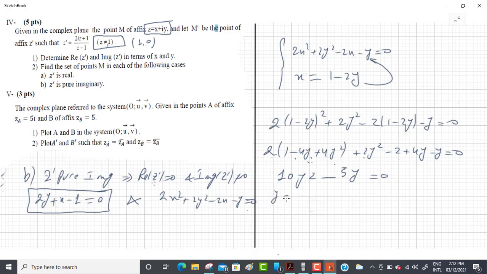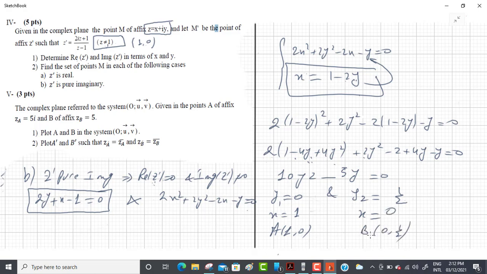We obtain a quadratic equation. The solutions are y1 equal to 0 and y2 equal to 5 over 10, half. So x, replace y by 0 in this equation number 2, you obtain x equal to 1. This is the point that we call A(1, 0), and another, in this case replace y by half: x equals 1 minus 2 times half, which is 0. So this is another point B(0, 1/2). These are the points of the intersection of this line with this circle. The point must be on this line but not on this circle. So these are the deprived points.